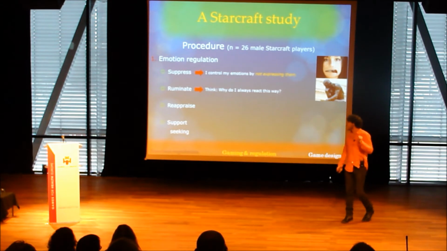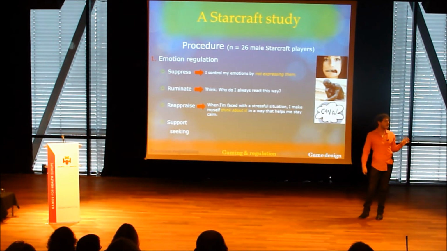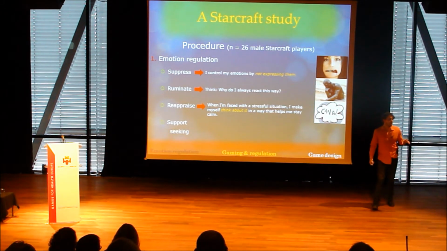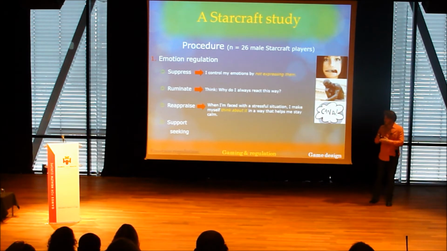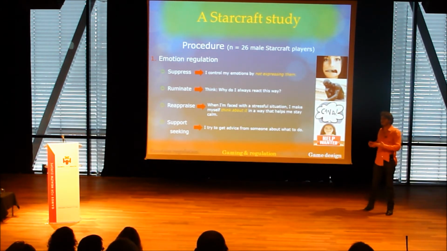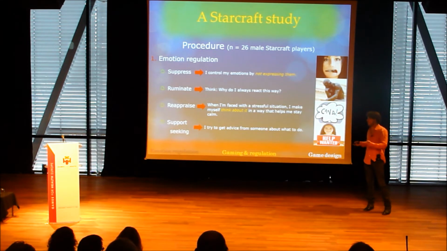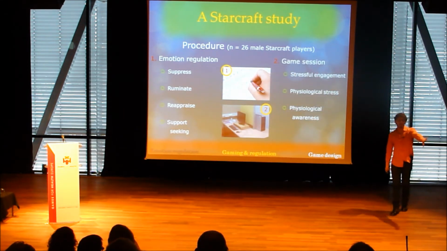This is not good. The third thing that we measured was reappraisal. Reappraisal refers to the ability to look at a situation from a different angle. By observing it from a different perspective and changing the way we think about it, we can change the way we feel. Finally, we looked at support seeking, which is essentially the frequency with which people turn to others for help when they need it, when they need advice. So that's the emotion regulation side.